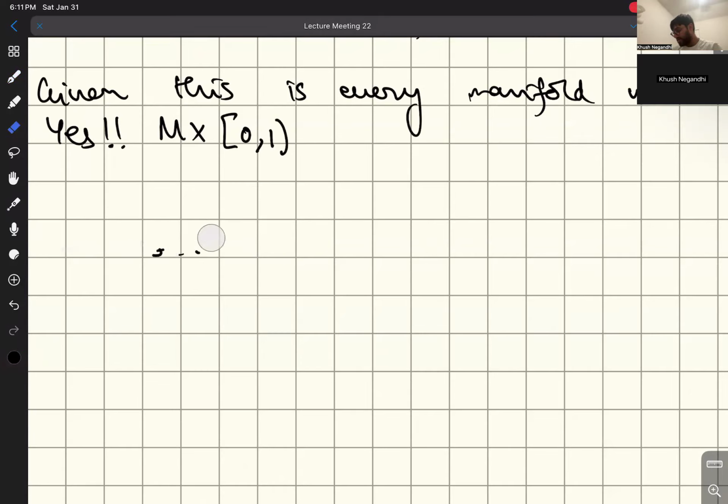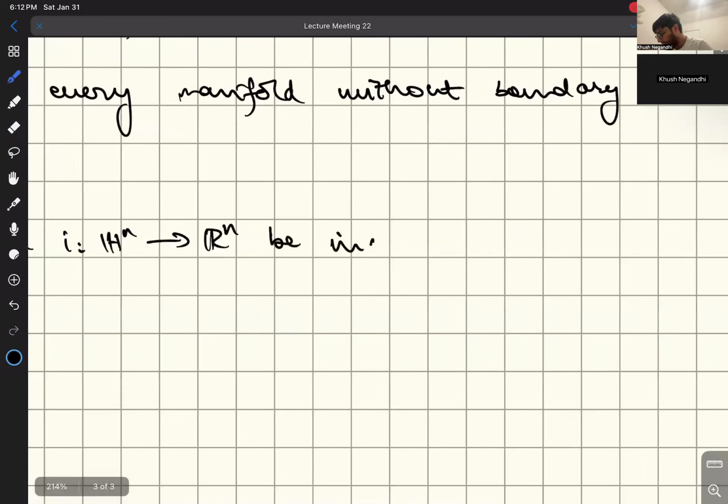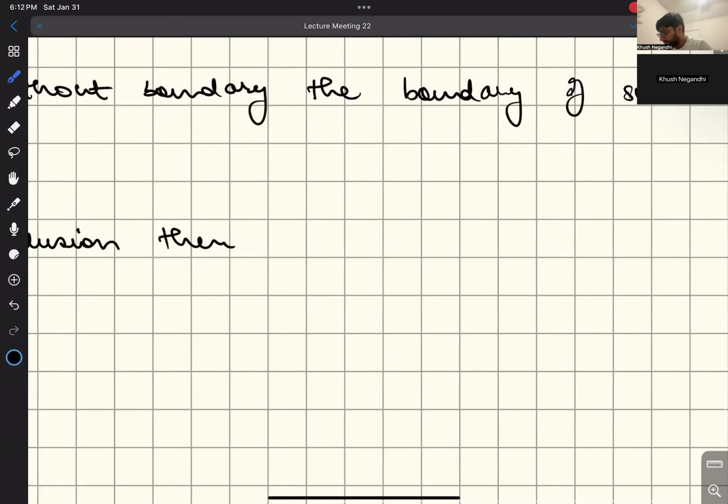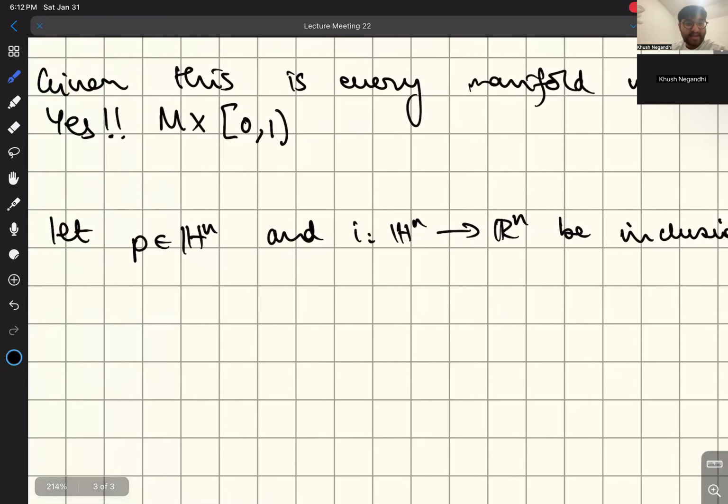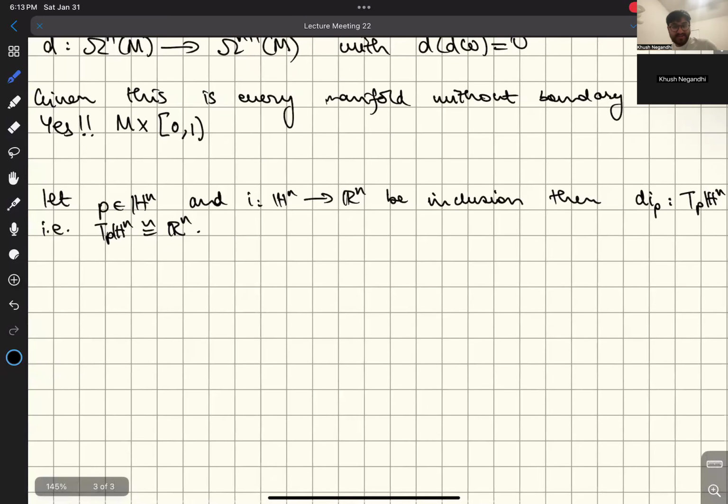Let p be in H^n, and let i from H^n into R^n be the inclusion map. Then d i at p, from the tangent space into the tangent space of R^n, is an isomorphism. And so basically what we can say is that the tangent space of the upper half plane is just given by R^n.